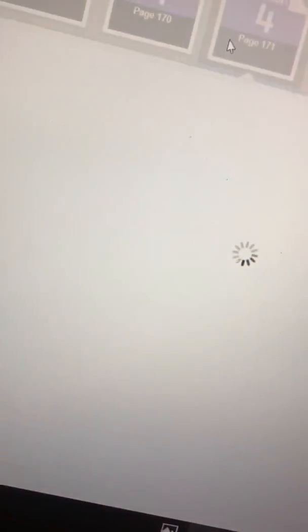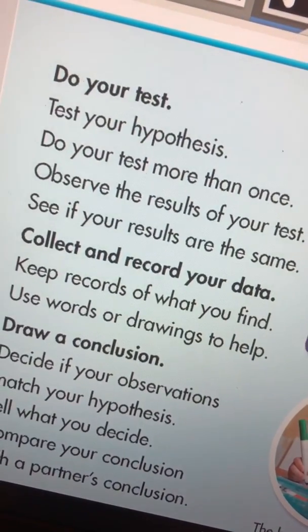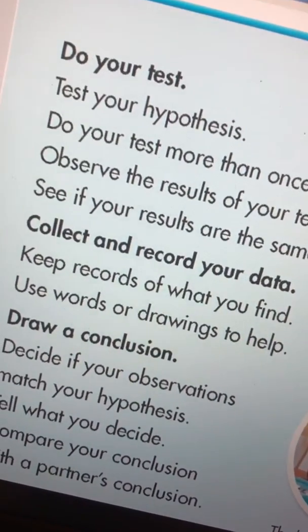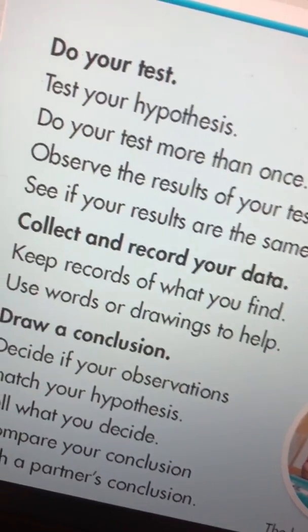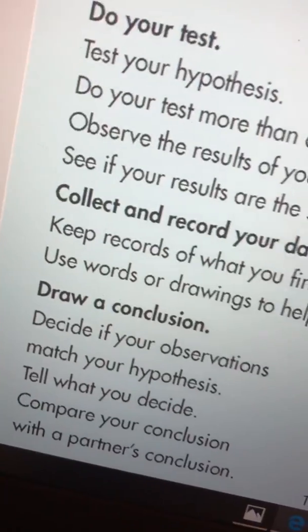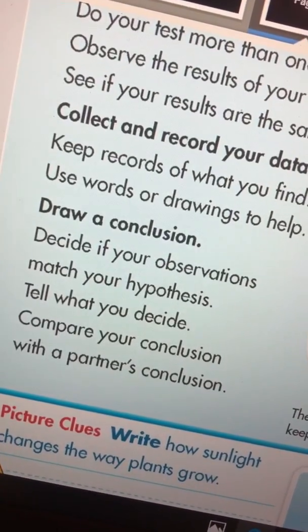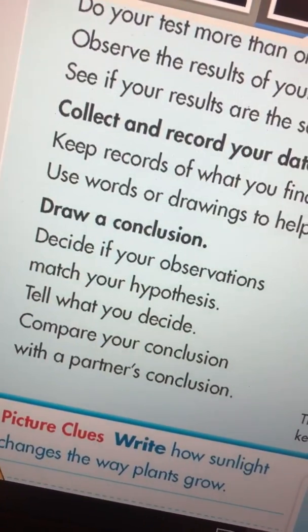After you do the test to test your hypothesis, you can collect and record data: what happened, what you noticed, what you observed. Then finally, draw a conclusion. By the end of your hypothesis, you can see the result and decide if your observations match your hypothesis.